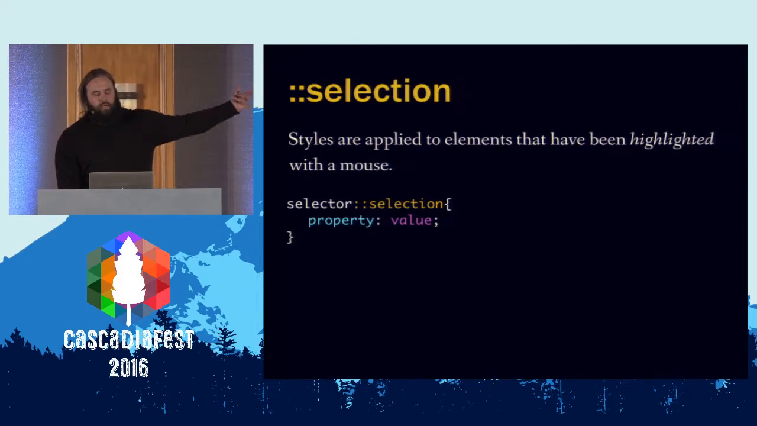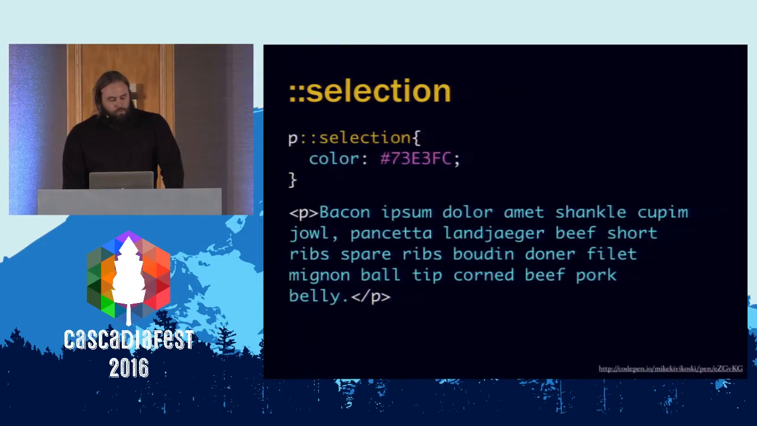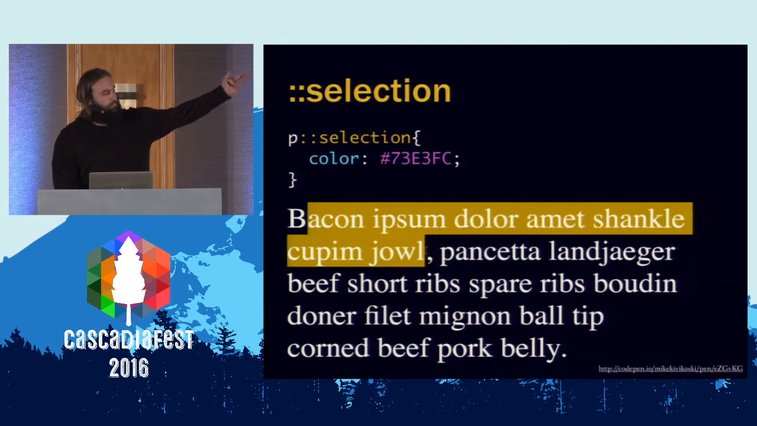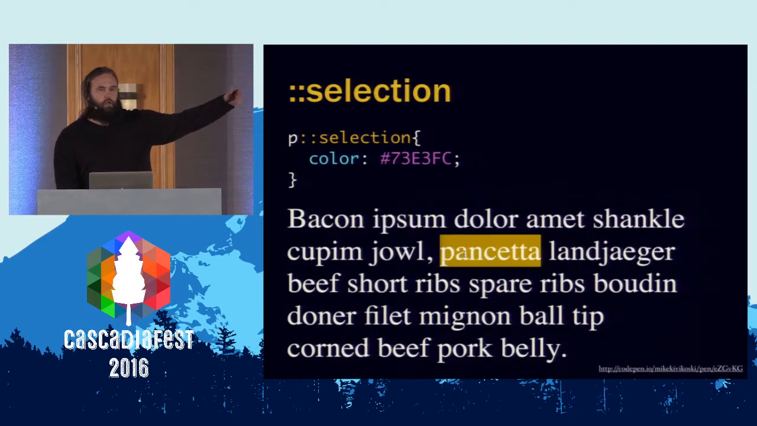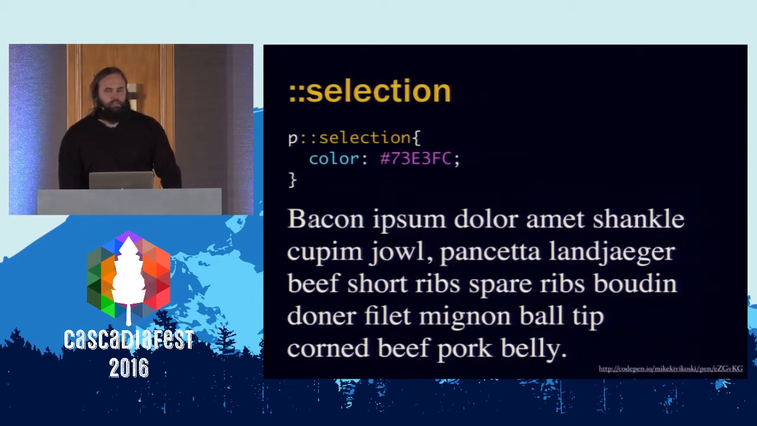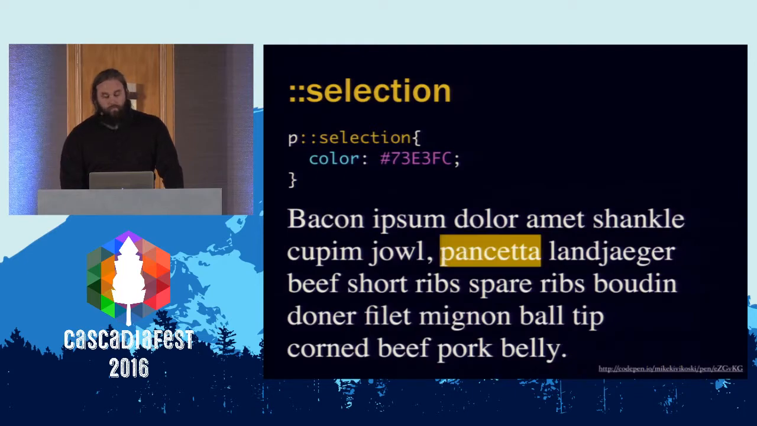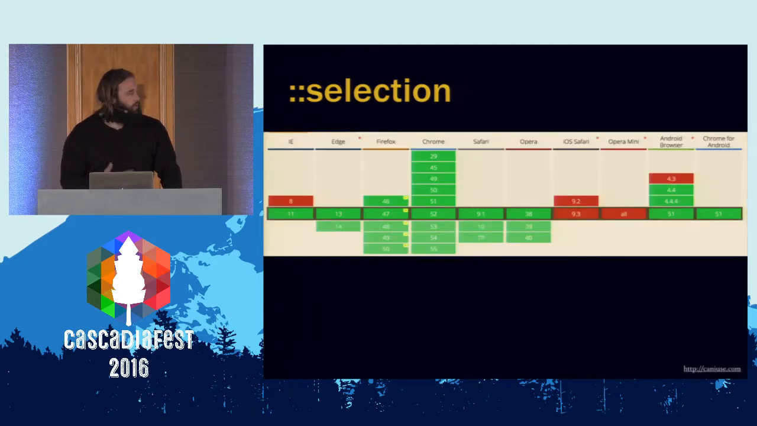Selection. Styles applied to elements that have been highlighted with a mouse. And so we have our same paragraph, and we can highlight and change the color. When you change the color, you want to go through some accessibility contrast testing just to make sure that it works correctly for visually impaired users. And support is pretty much good with that.